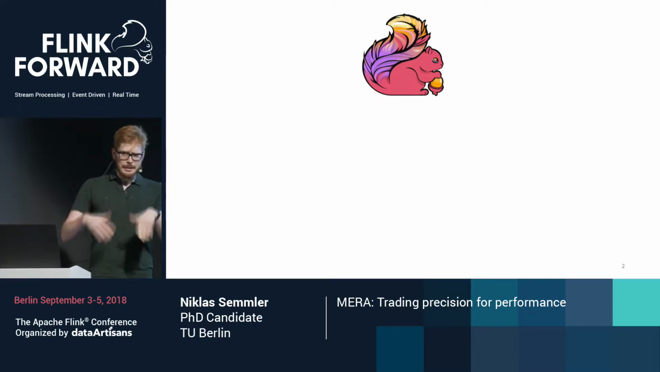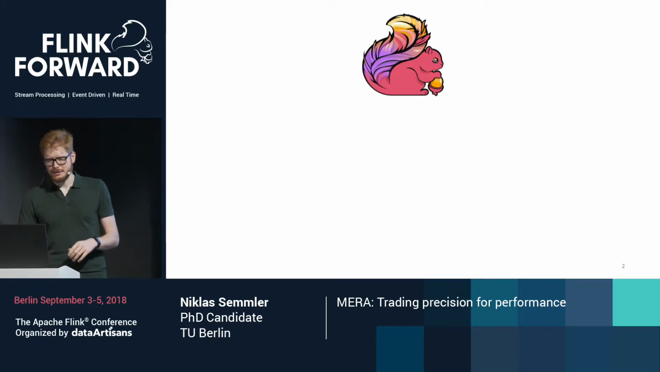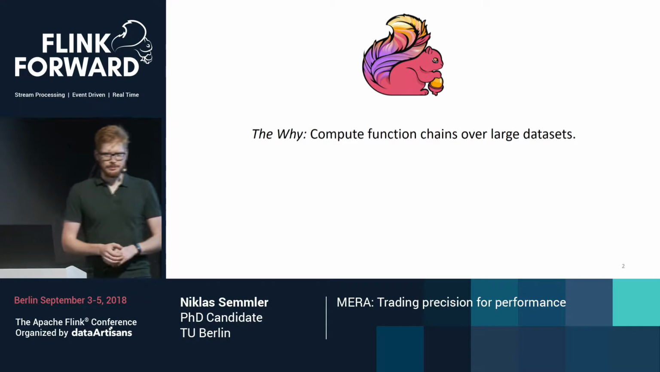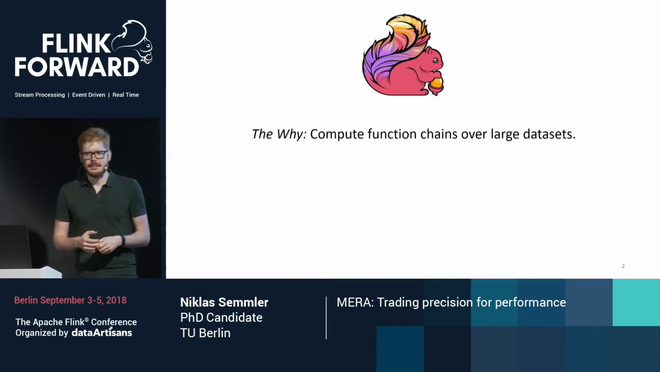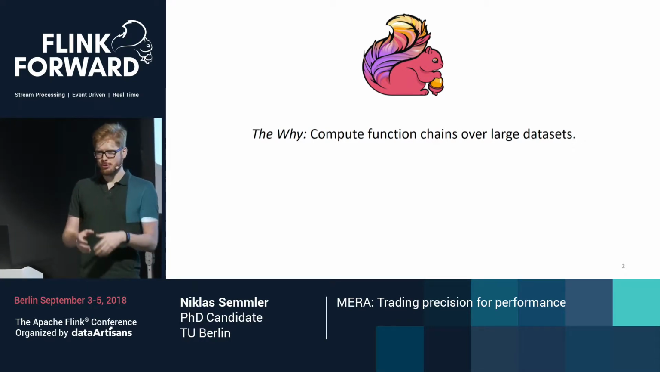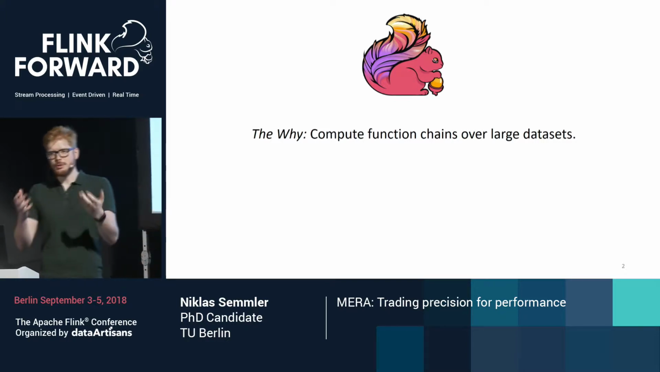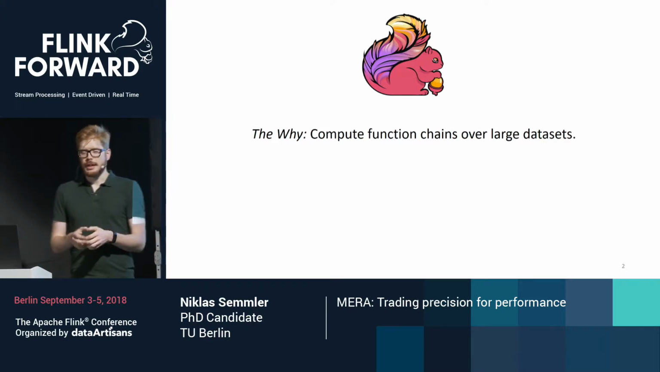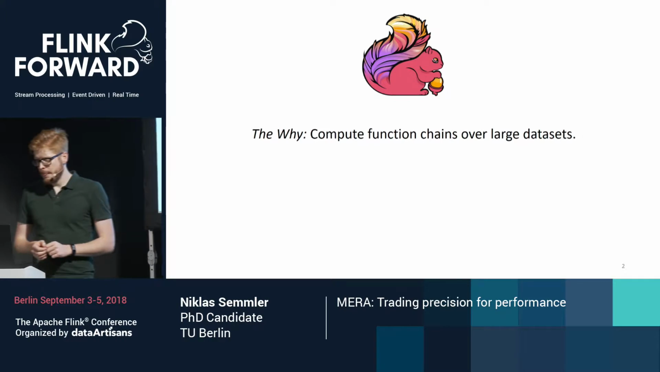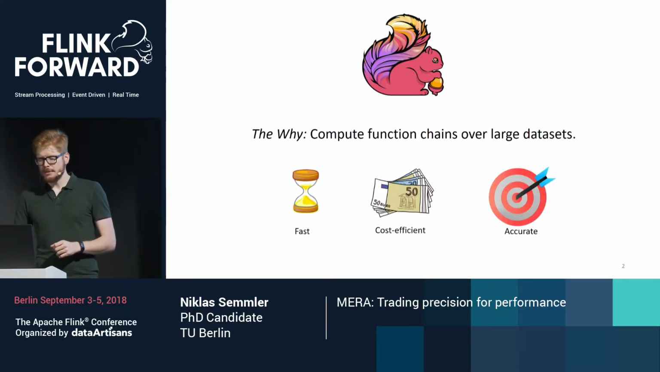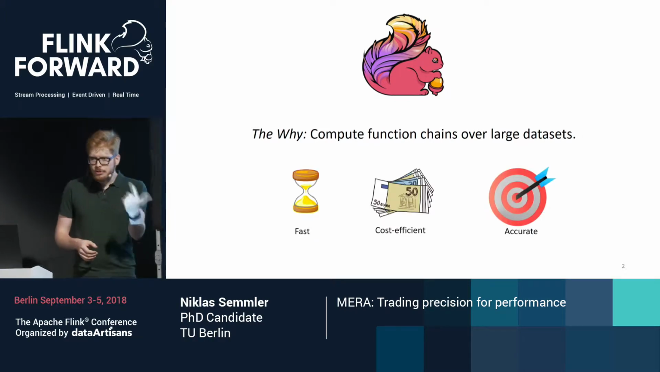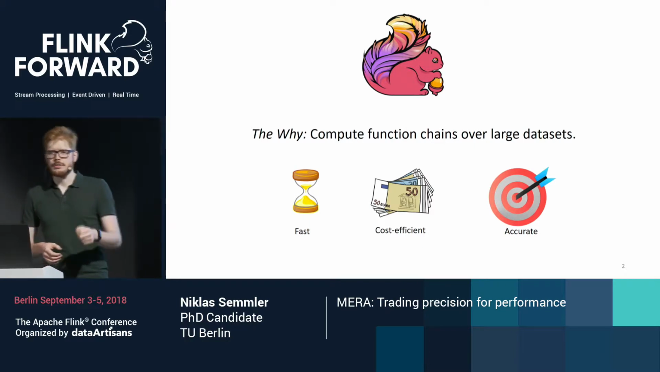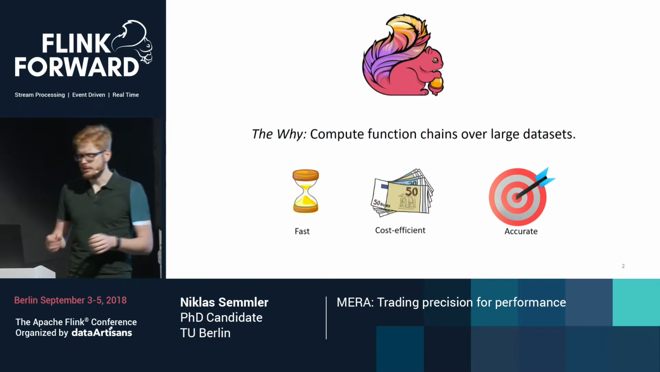So I want to take a step back at the beginning of the presentation and ask why we use Flink. And I think the why is it's easy to compute chains of functions over masses of data, and it does so while being fast, cost-efficient, and accurate. And it shares this property with most big data systems.